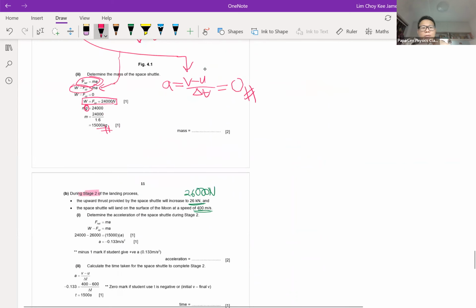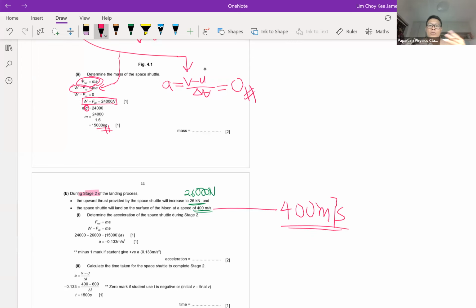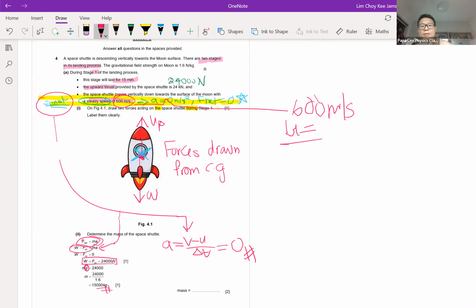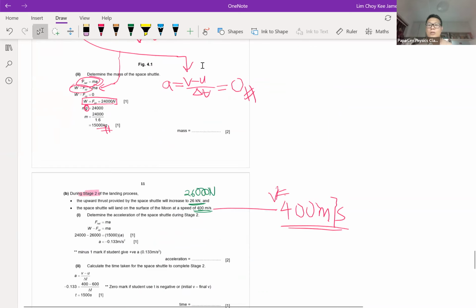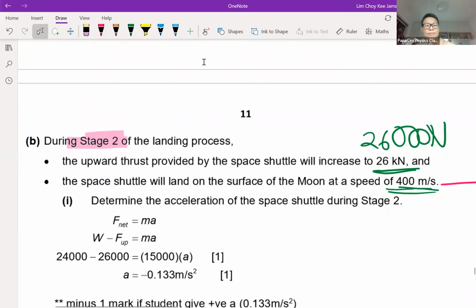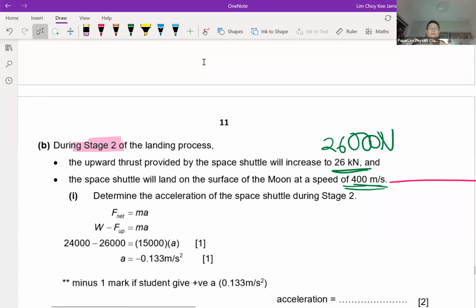Now at part B, stage 2, the speed I'm looking at is actually 400 meters per second. So from 600 to 400, there is an initial speed and a final speed. This is my final speed, and this is my initial speed. So there's an initial and a final one, and likewise, same thing, calculate the acceleration.